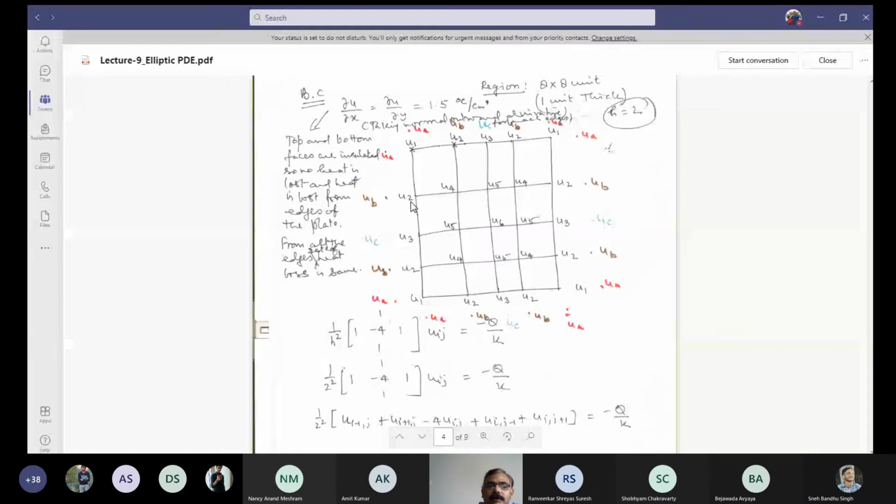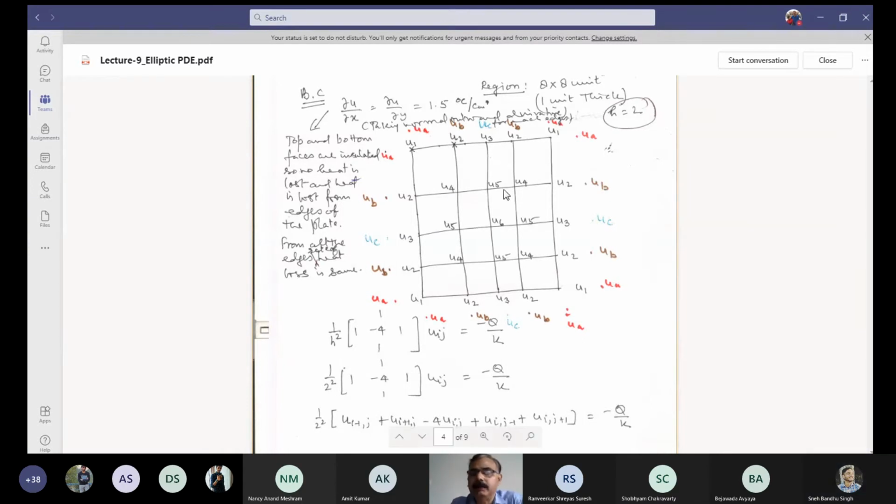Similarly, if you want the general equation for u2, that will involve u4, ub, u3, and then u1. Yes, sir. Is that clear? So for any one, for example u6, you will get u5 in all four neighbors: minus 4 u6 plus u5 plus u5 plus u5 plus u5 equal to h square into minus q by k. Is that right? Yes, sir.